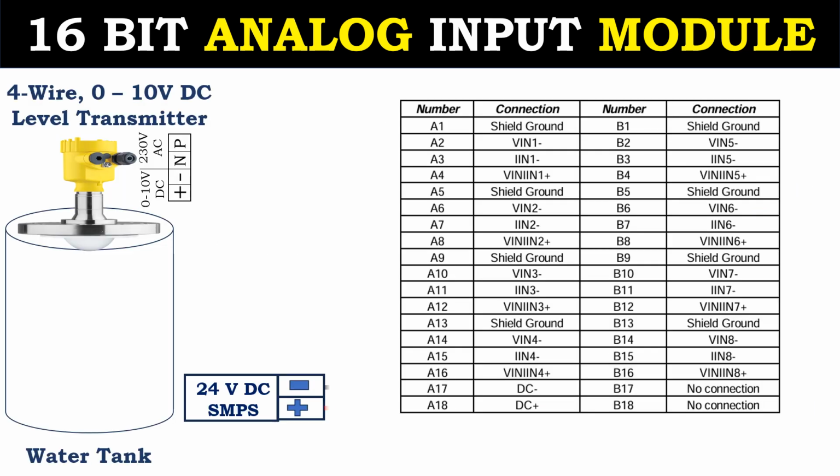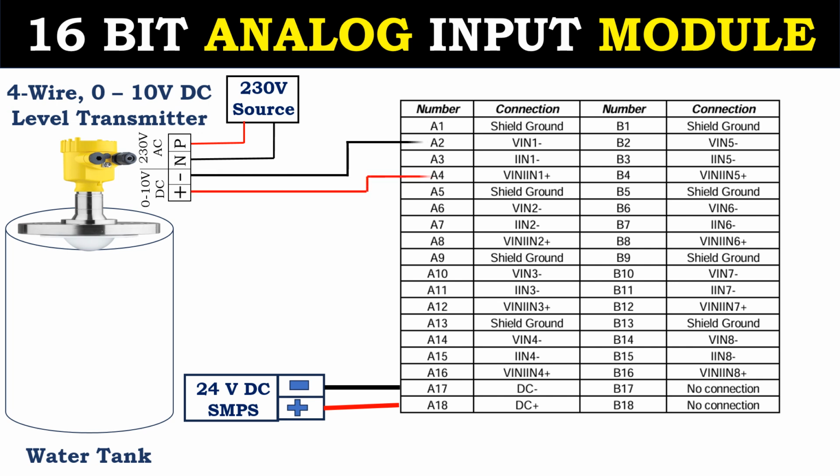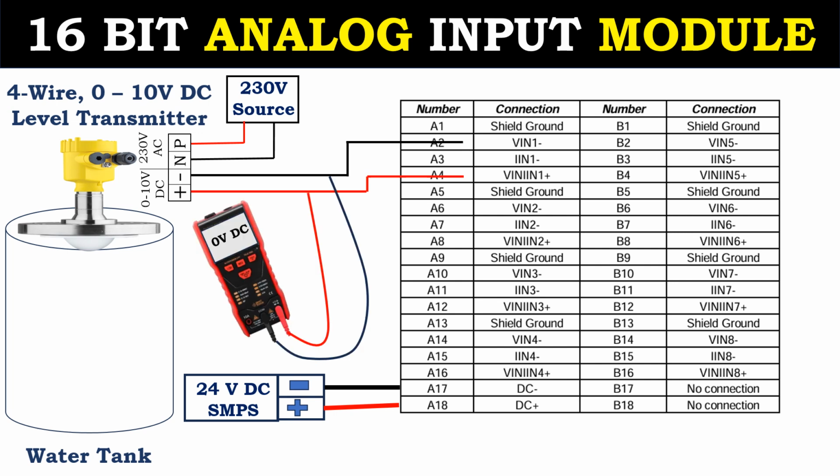First, we will apply 24 volt DC to the module's designated terminals A17 and A18 like this. Next, we will connect 230 volt AC to the level transmitter's power terminals. The analog voltage output of the transmitter will flow from A4 to A2 terminals and return to the transmitter. Now, the level in the tank is 0, so the transmitter is sending 0 volt DC to the analog input module.